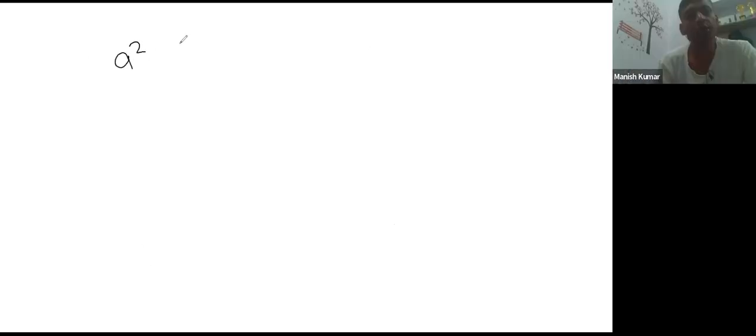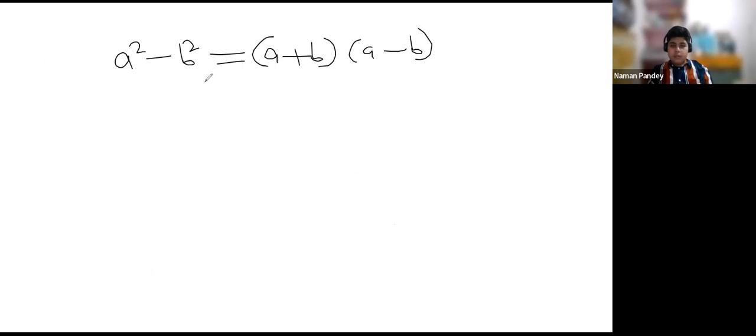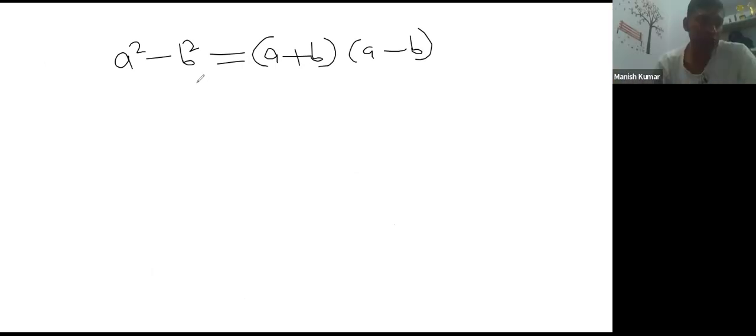Now, a square minus b square is equal to a plus b into a minus b. Is this formula known to you all? Yes, sir. If not, then note it down. Okay.